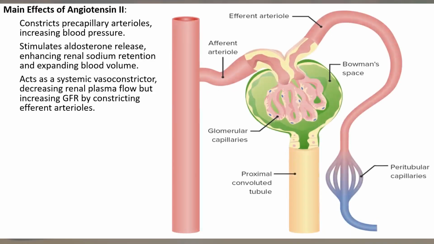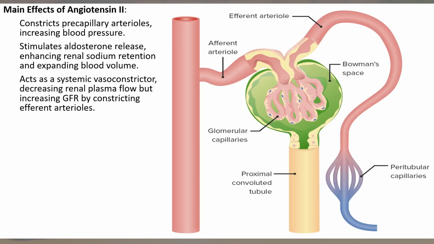Angiotensin 2 ensures that our blood pressure doesn't fall too low. It acts as a systemic vasoconstrictor, narrowing the blood vessels, which might sound concerning, but it's a necessary action to restore blood pressure to normal levels. However, angiotensin 2 doesn't stop there.